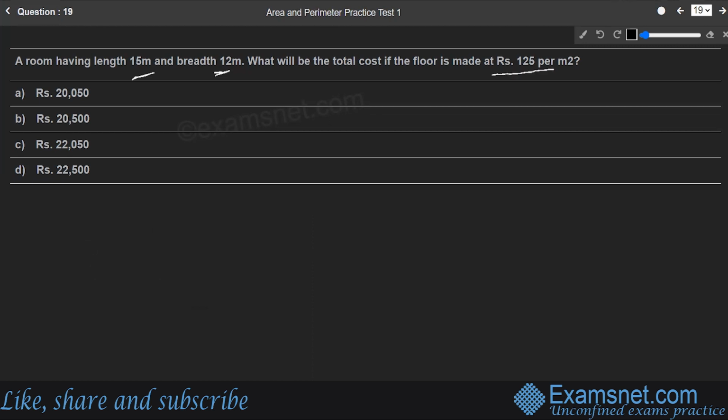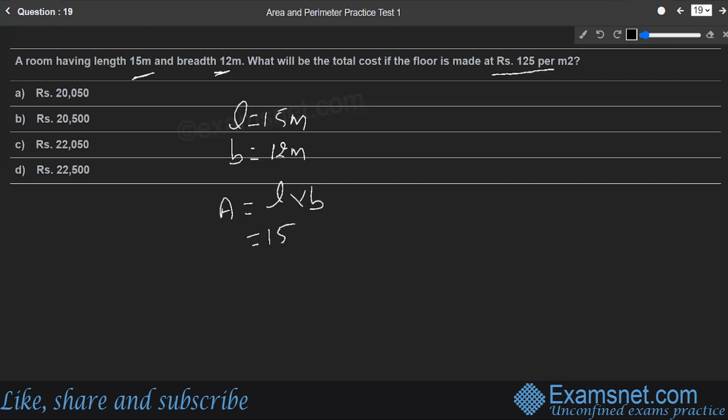So clearly, for 1 meter square area, the floor cost is 125 rupees. He wants us to calculate the total price of covering the particular room. For that case, clearly we are supposed to find out the area of the room floor first. So length is given as 15 meter, our breadth is given as 12 meters. So the area of the rectangle is always L into B.